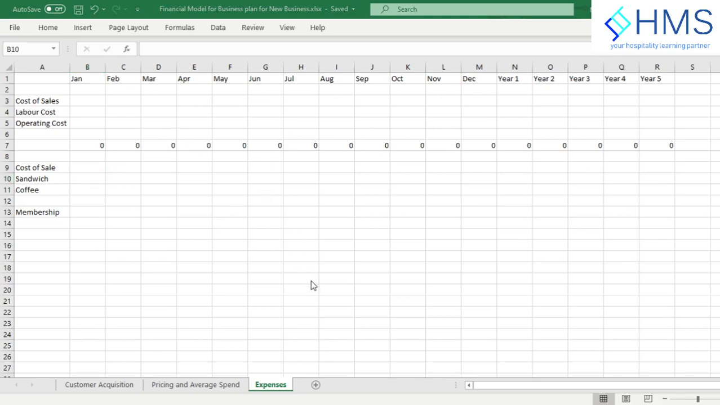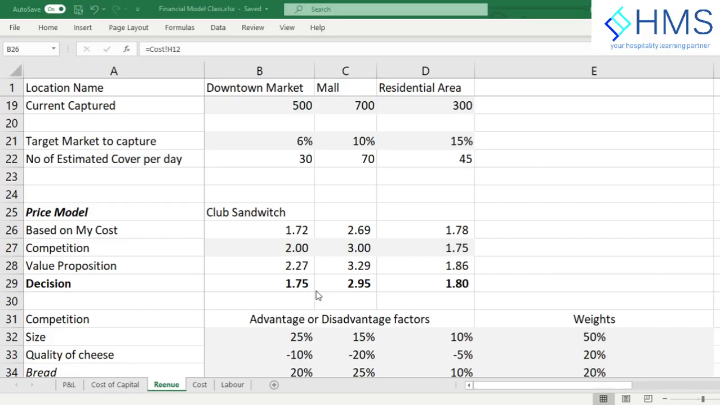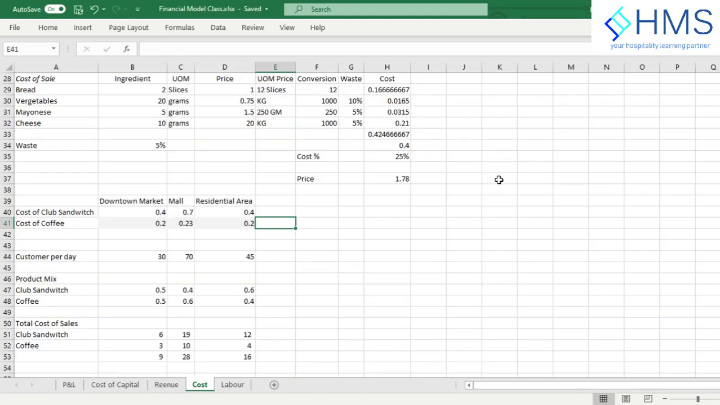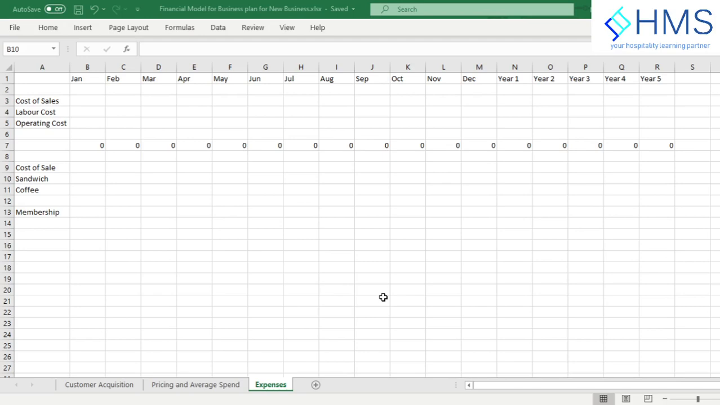If you see that you have to calculate again, because there may be changes in the pricing, or you have more details on the recipe and other things, then you can adjust it. But for the time being, we will take the costs that we saw. The cost of a club sandwich here is 0.7 and the cost of coffee is 0.23. So let us put it back into the model. Here we are going to put 0.7 and 0.23.